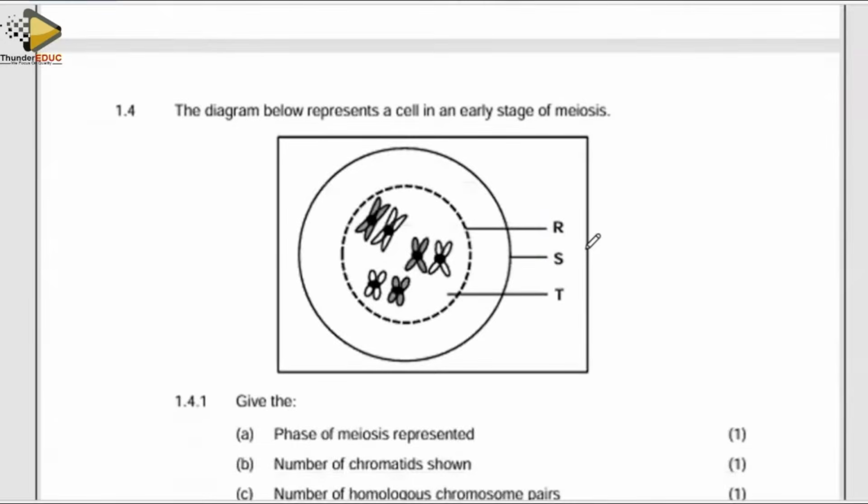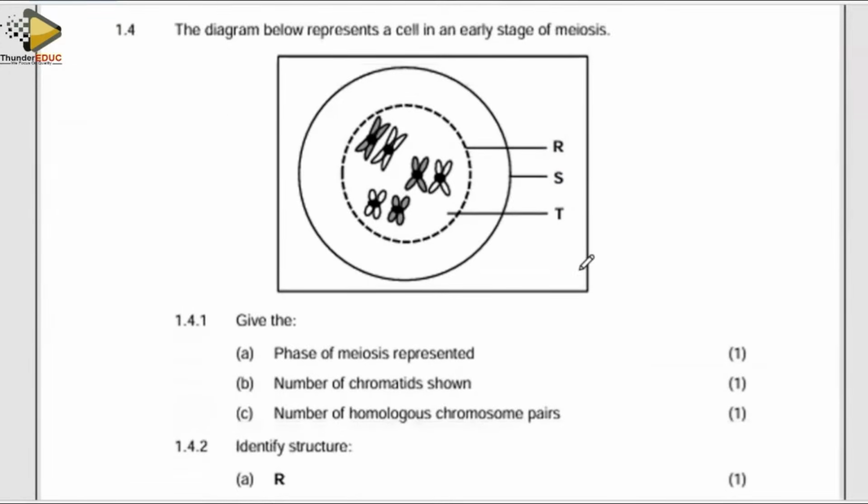Then we go to question number 4. The diagram represents the cell in the early stage of meiosis. So here we see that this is a cell, the nuclear membrane breaking. Then this is the cell membrane. This is the nucleoplasm.